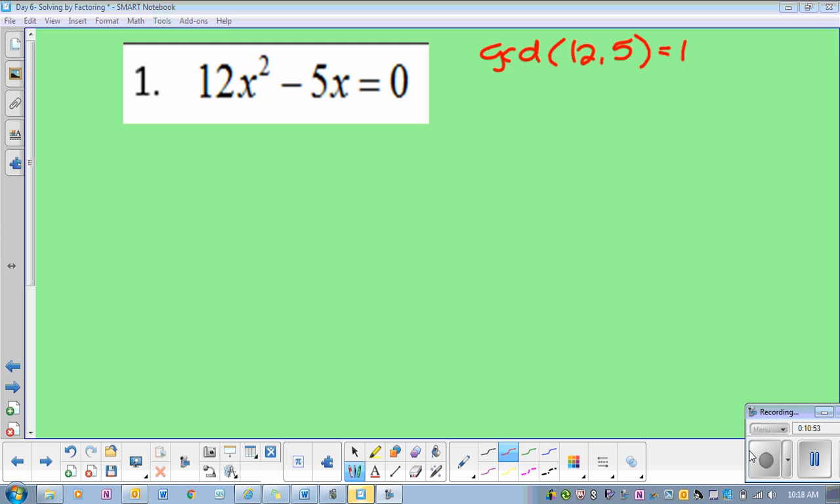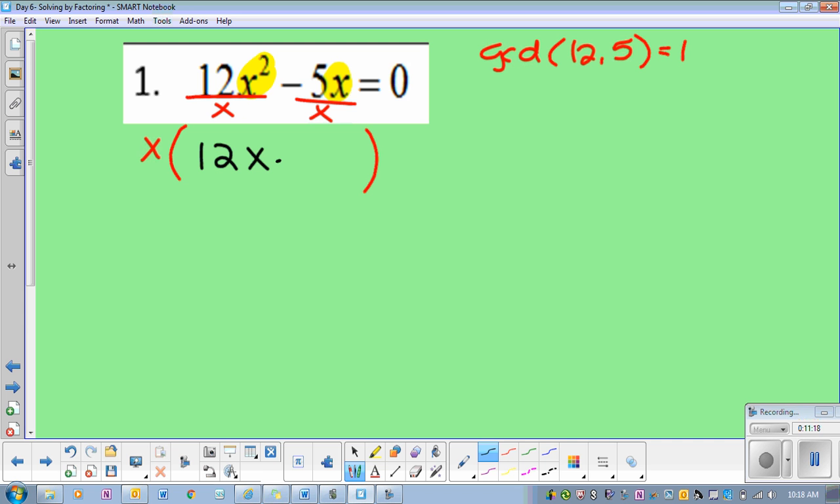1x. Good. They both have an x, right? That one's x squared and that one's x. Since they both have an x, a smaller x comes out, so the x comes out, right? You could say 1x or you could just say x, same thing, right? So I'm going to divide that out of everybody. x times 12x minus 5. Good. And don't forget, all of that equals 0. Now, I can't factor this inside the parentheses anymore. 12x minus 5, that's done.